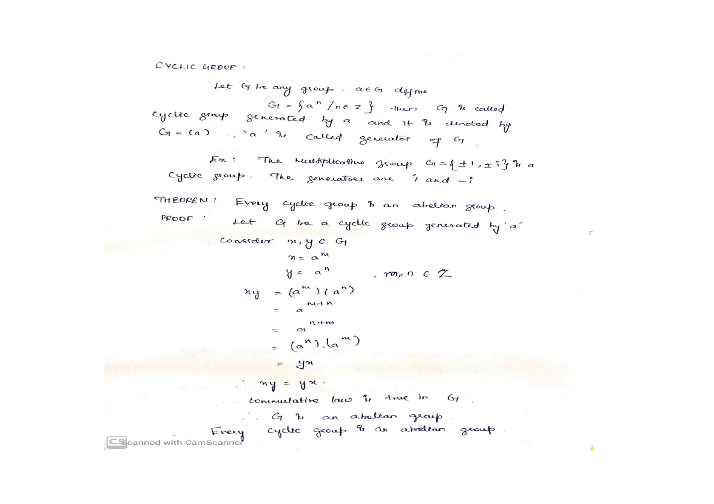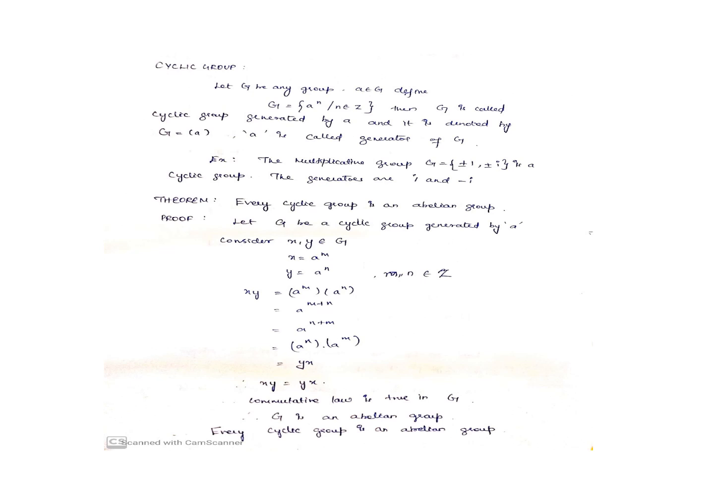Proof, given that G be a cyclic group, so that by the definition we write that G is equal to the set of all a power n such that n is an element in Z and then a is called a generator of G. If we consider x, y as elements in G, x is equal to a power m, y is equal to a power n, m comma n is an element in Z. So xy is equal to a power m into a power n. Here the base is same, so we can add the power, a power m plus n.